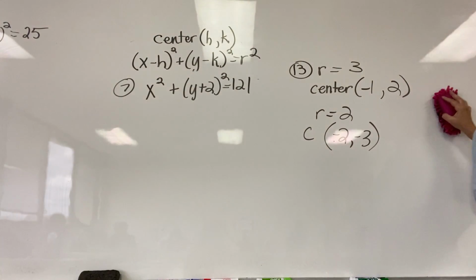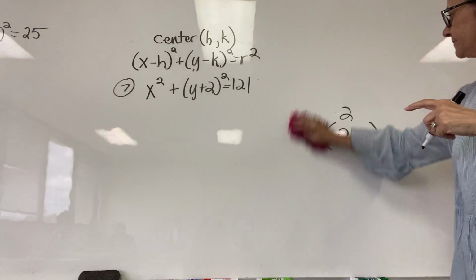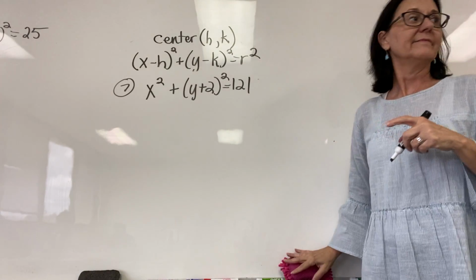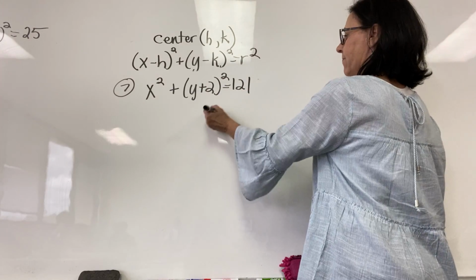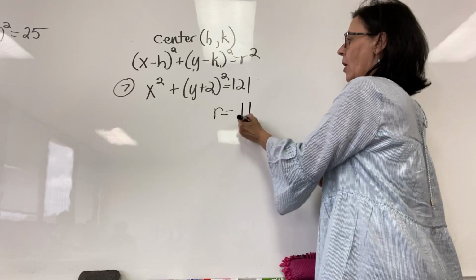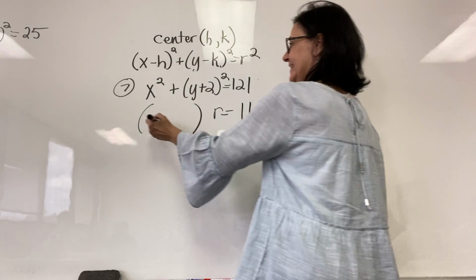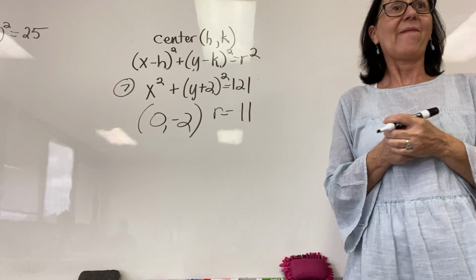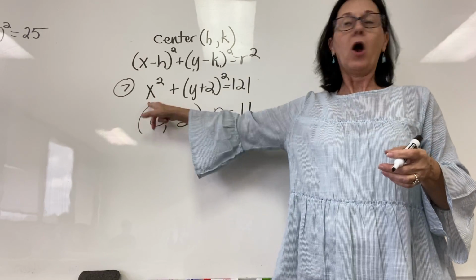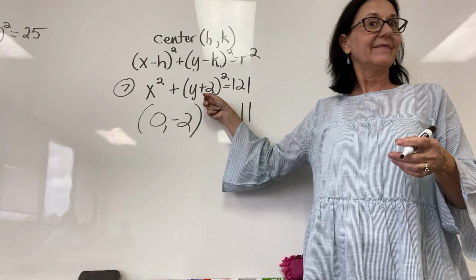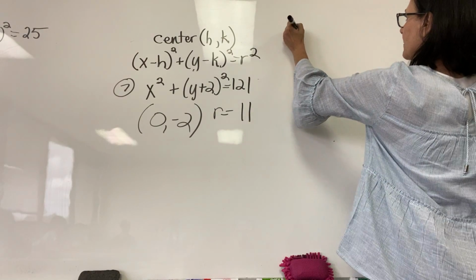Okay, let's look at number 7. Is everybody pretty much with us? Look at number 7. It's a little different. Okay. What's the radius? First, what's the radius? It's 11. What's the center? It's 0, -2. X has not been transformed. Only Y. Got it?